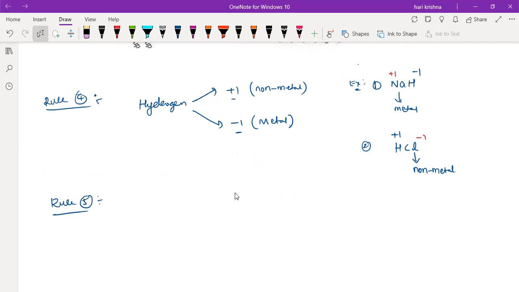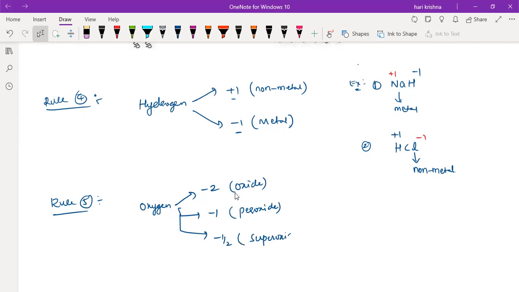If you take oxygen, it has 3 states: -2, -1, -half. -2 in the oxide form, -1 in the peroxide, -half in the superoxide. Okay, then we'll take the example like monoxide, CaO.